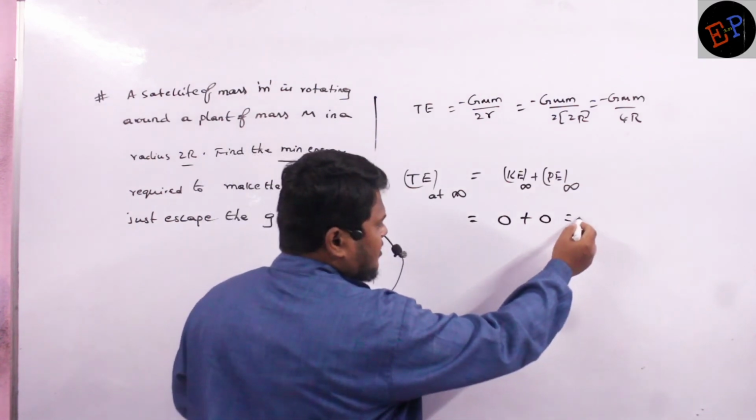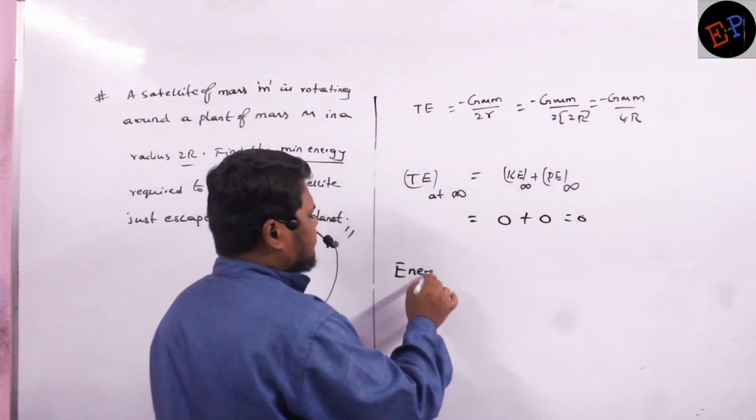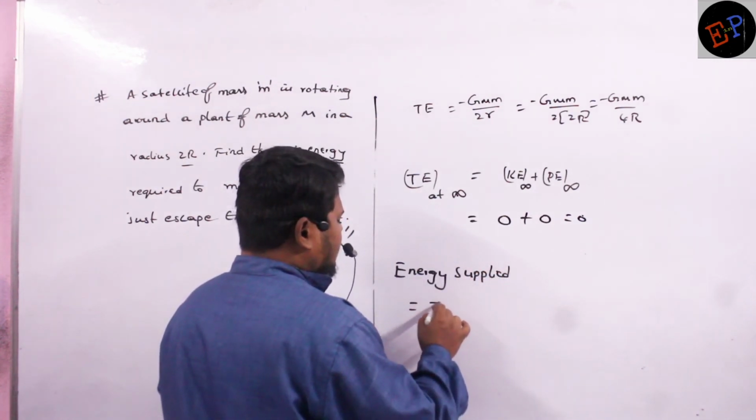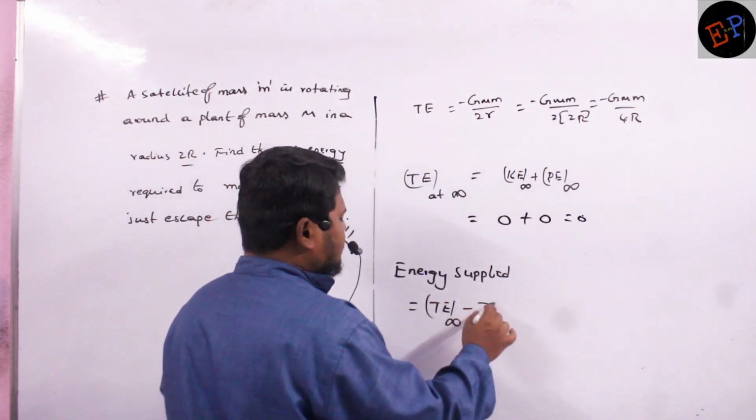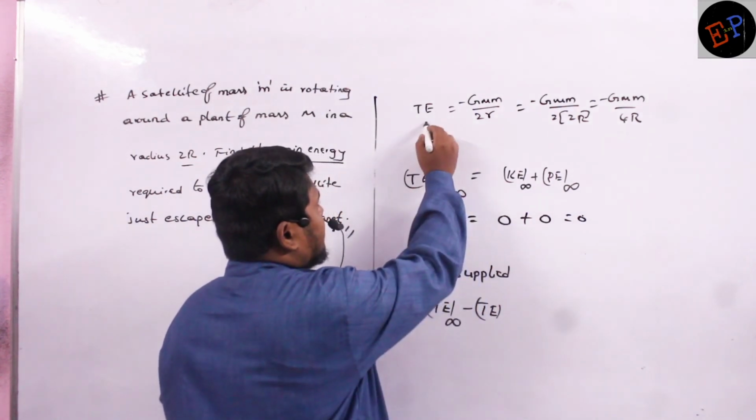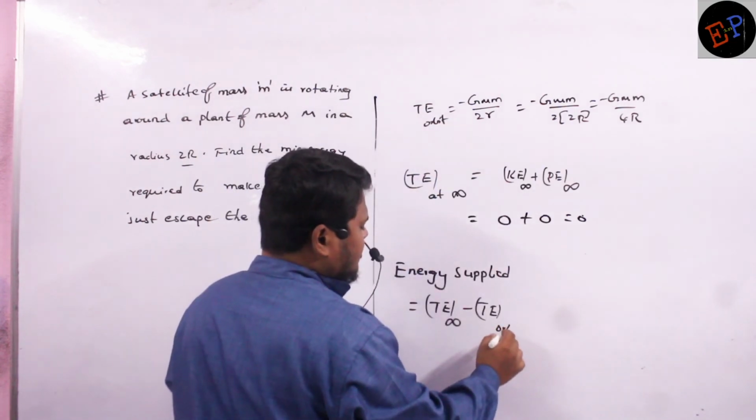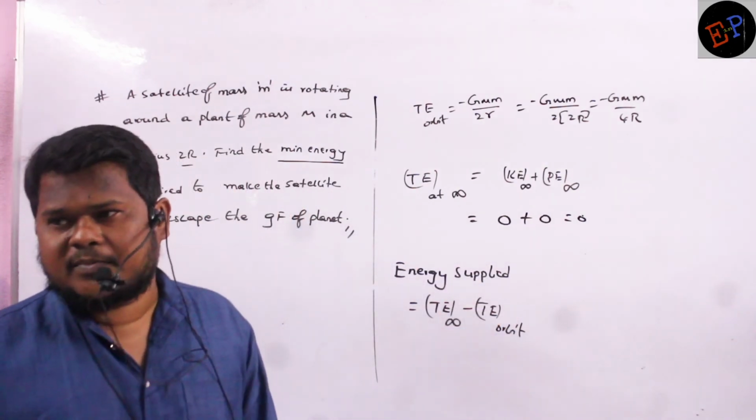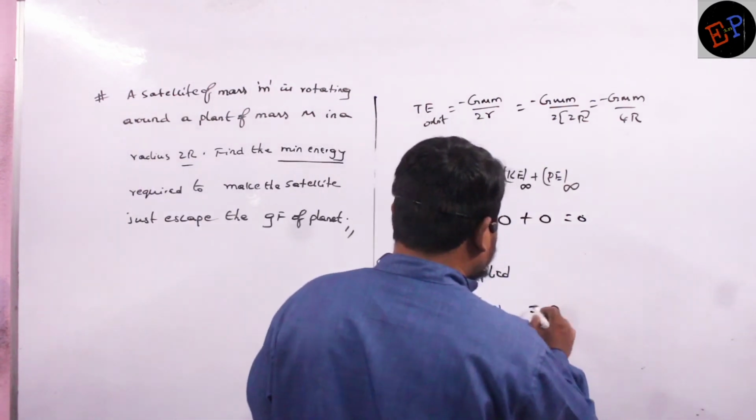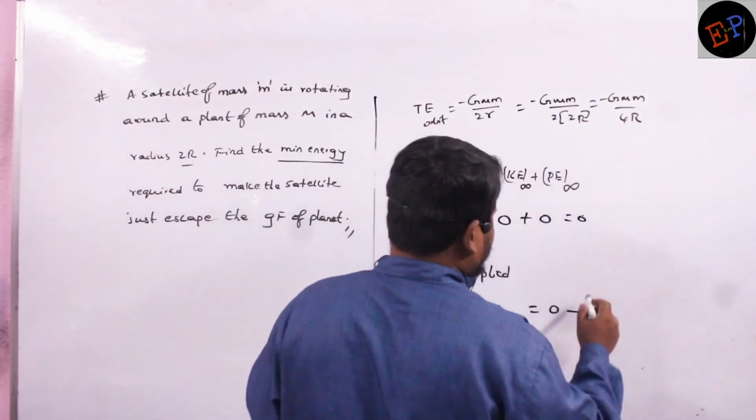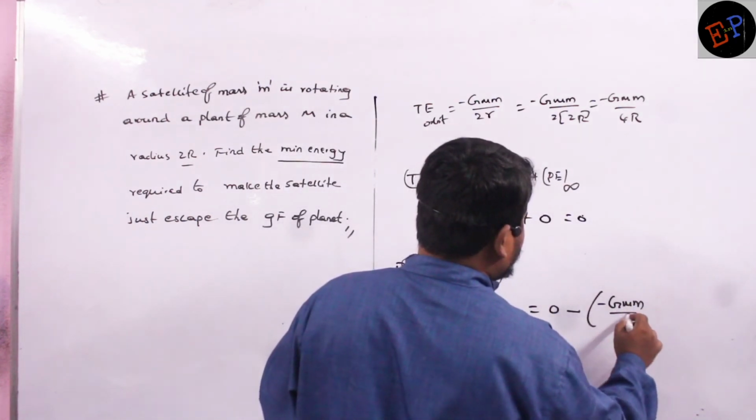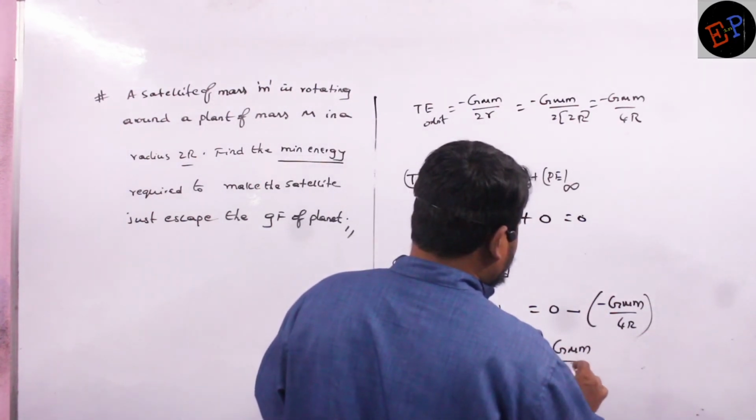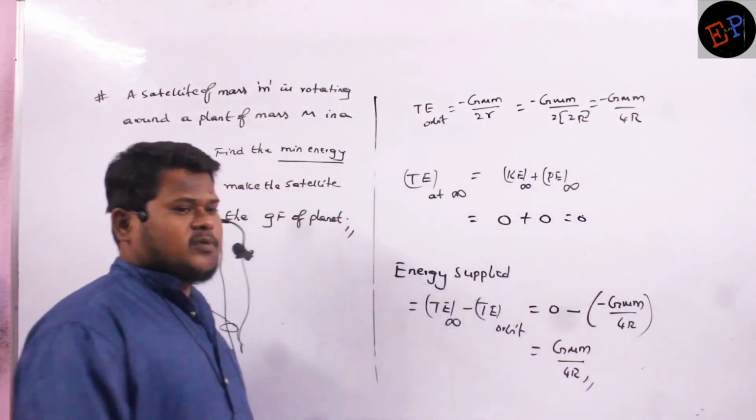Therefore, energy supplied is how much? Energy supplied is equal to total energy at infinity minus total energy in the orbit. Final energy minus initial energy, that is the energy which I have to supply. So therefore, total energy at infinity is 0. Now what is the energy in orbit? It is minus GMm divided by 4r. Therefore, minus of minus will become plus. So GMm divided by 4r. So this is the amount of energy I have to supply.